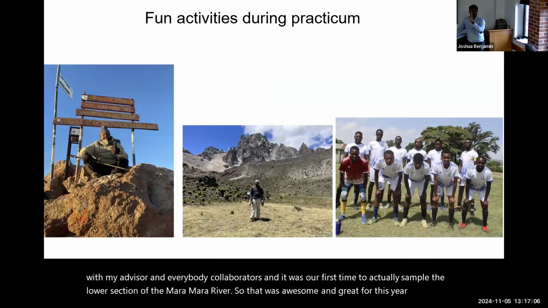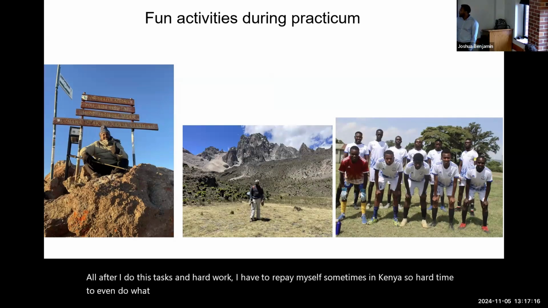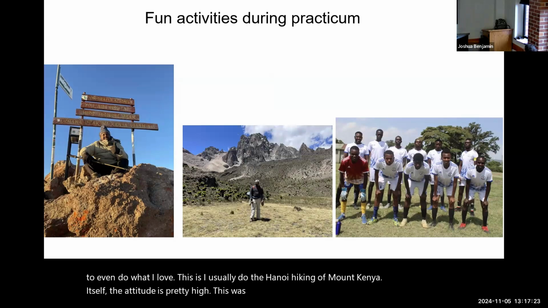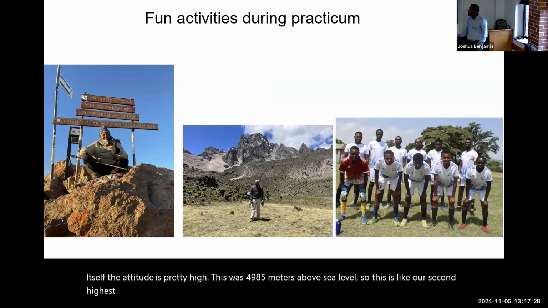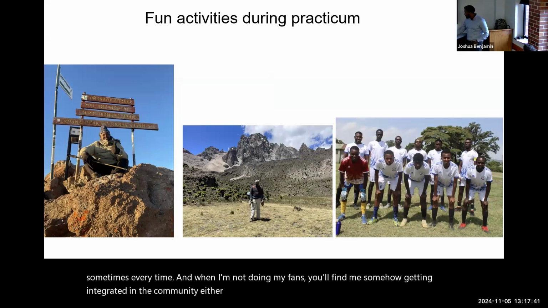And after I do these tasks and hard work, I have to repay myself sometimes in Kenya. So I had time to even do what I love. I usually do the annual hiking of Mount Kenya itself. The altitude is pretty high. This was 4985 meters above sea level. It is our second highest mountain in Africa after Kilimanjaro. I also love to play soccer sometimes, not sometimes, every time. And when I'm not doing my science, you'll find me getting integrated in the community, either hiking or doing something I love to do.